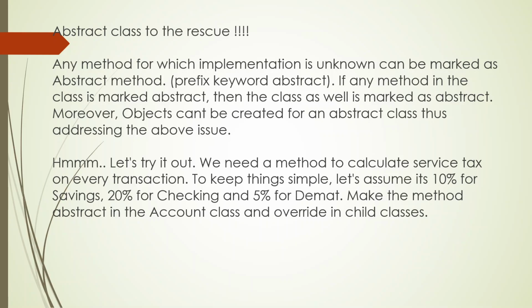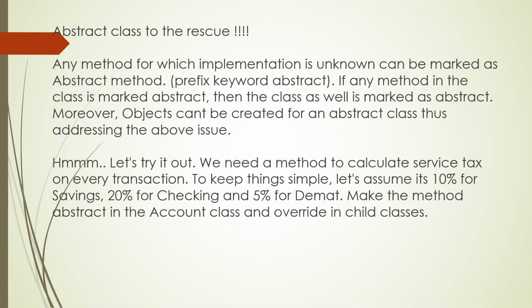Any method for which implementation is unknown can be marked as an abstract method. When we create an abstract method, we can represent it in a declaration part. The derived classes are going to define those abstract methods. If a method is prefixed with the keyword abstract, then the method is an abstract method. If any method in the class is marked abstract, then the class is also marked as abstract. Moreover, objects cannot be created for the abstract class, thus addressing the above issue. But we can create a reference for the abstract classes.